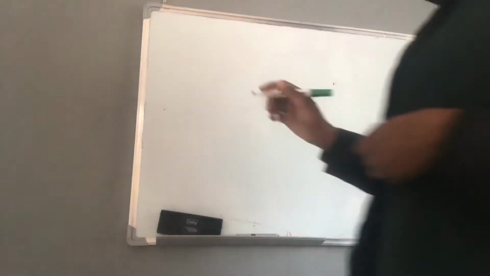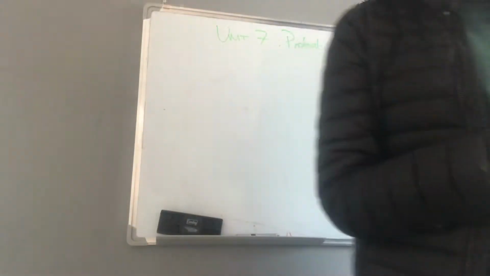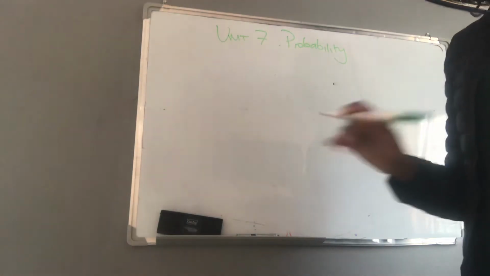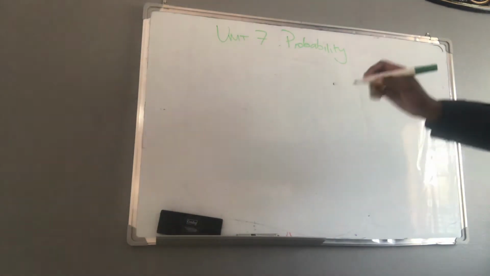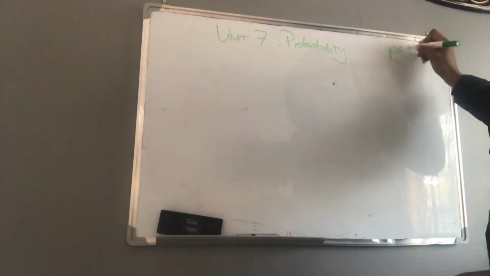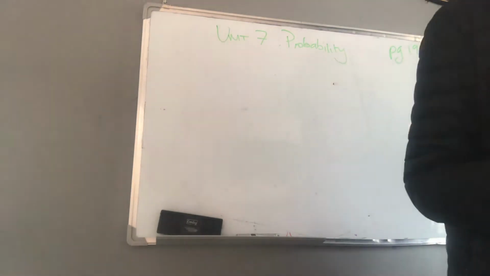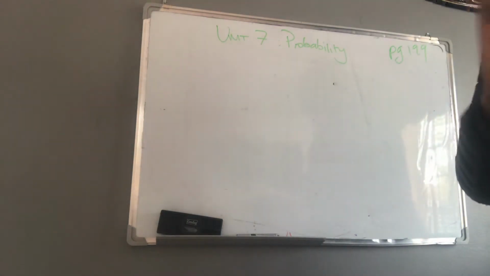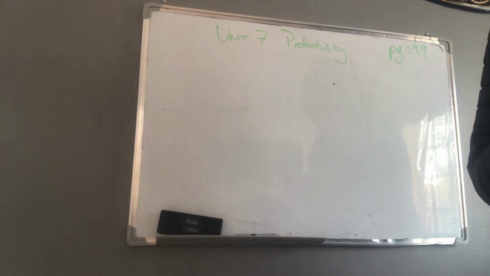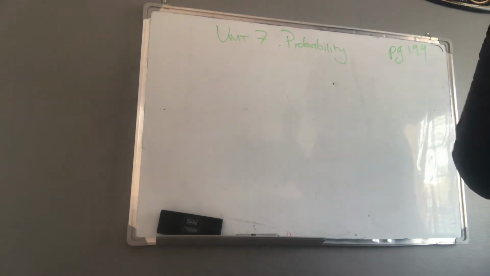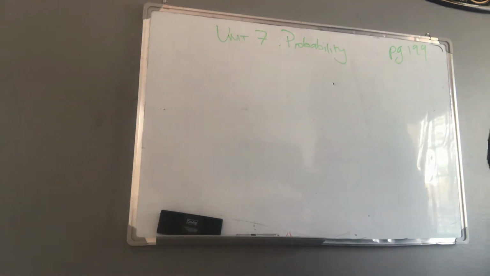Okay, hello. So we're starting on the next section, which is Unit 7, Probability. You can find this section on page 199 of the book, which I'll put in the bottom, Math Literacy by Susan Nicole and others.